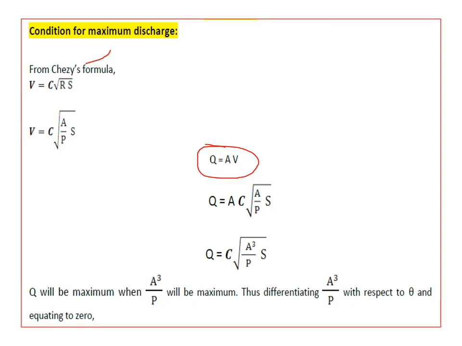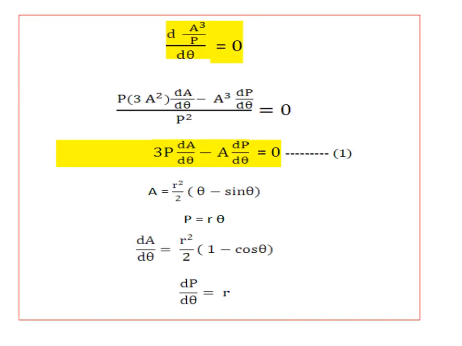So for discharge to be maximum, what should be maximum? It is not A by P. It is A cube by P that should be maximum. So if you differentiate A cube by P with respect to θ, put it equal to 0, we'll get the maximum discharge condition. So now differentiate: denominator into differentiation of numerator, minus numerator into differentiation of denominator, divided by denominator square. P square is not zero, so you are left with 3P ∂A/∂θ minus A into ∂P/∂θ.